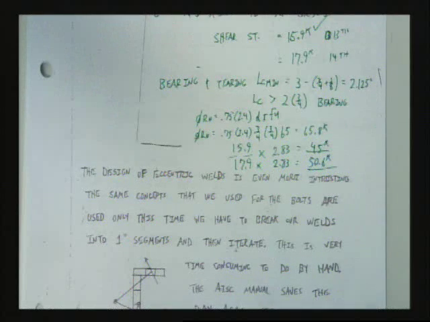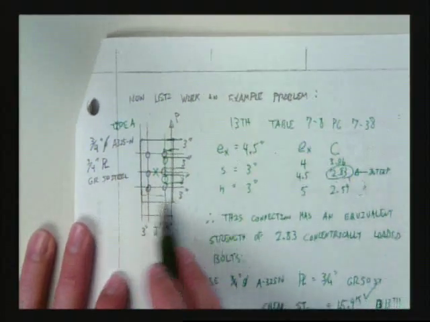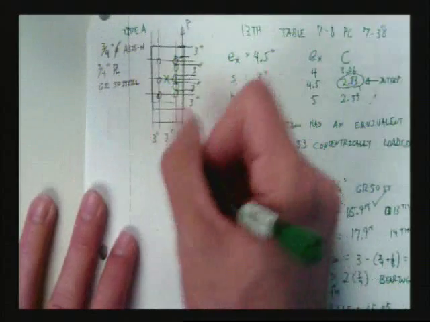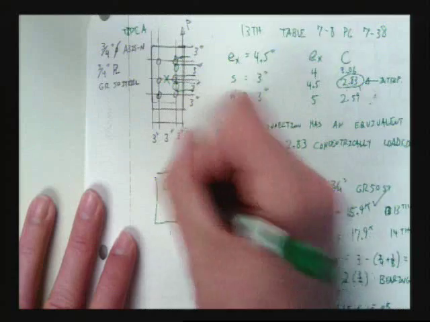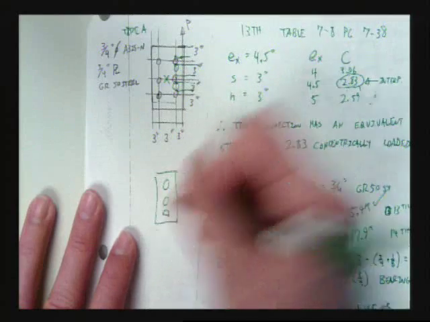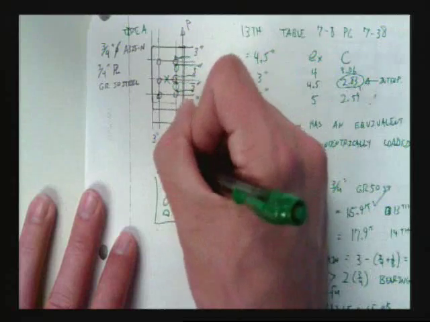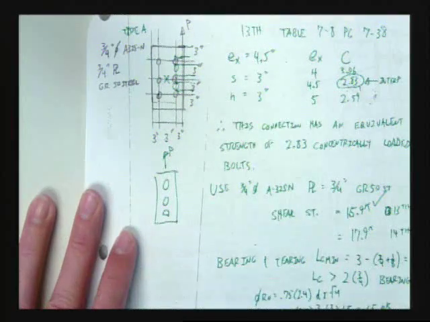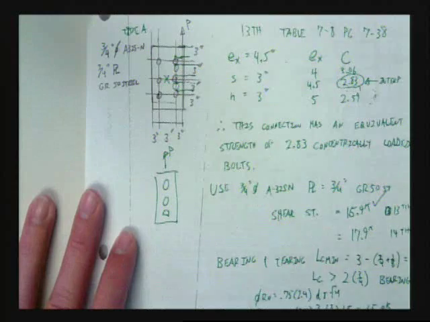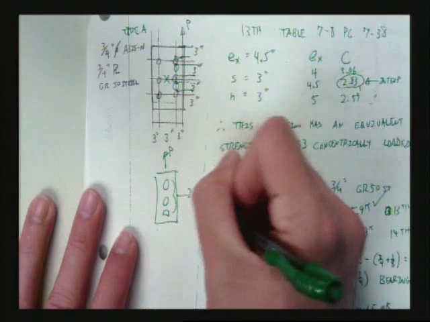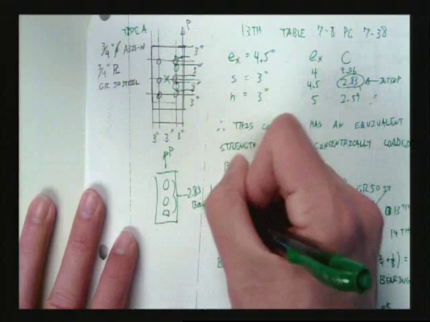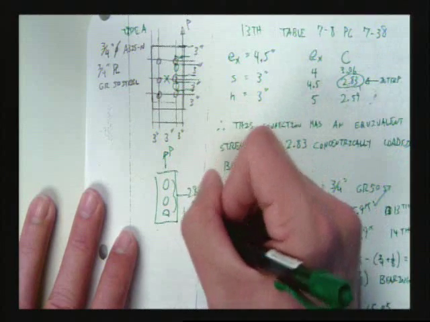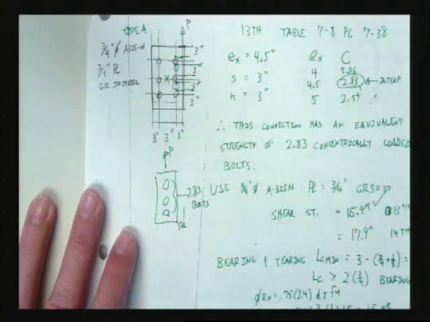Yes, sir? So when you get that equivalent bolt number, that 2.83, the bolts are all in one row? Yes. We're imagining that these 6 bolts are, we're transforming this cross section, this connection, to look like 2.83 bolts, all loaded like this. That's what we're doing. Maybe I should call them equivalent bolts. It's a good question.